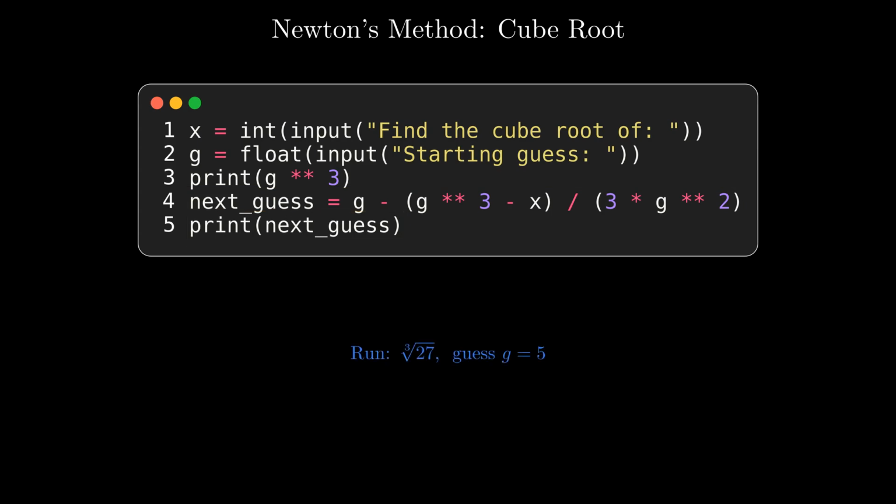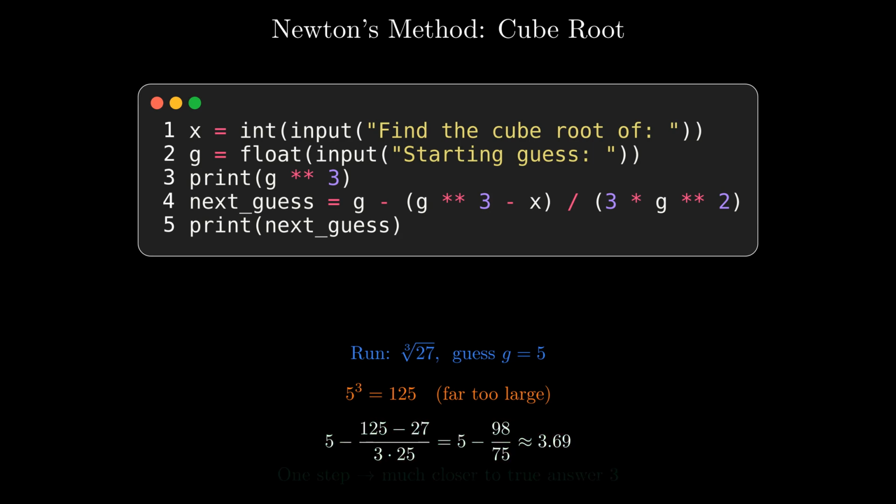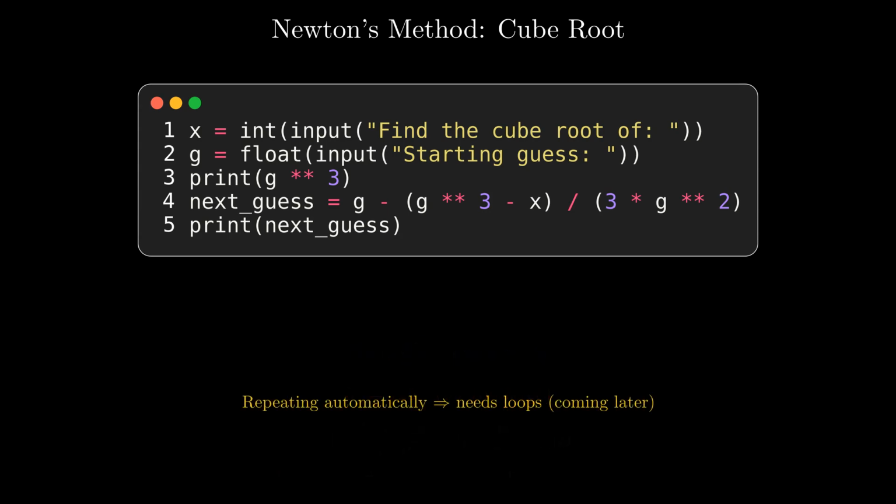Run it for the cube root of 27, starting from a guess of 5. 5 cubed is 125, far too large. The update computes 5 minus the quantity 125 minus 27, divided by 3 times 25. That's 5 minus 98 over 75, about 3.69. One refinement step, much closer to the true answer of 3. Repeating it automatically requires loops, which come later.